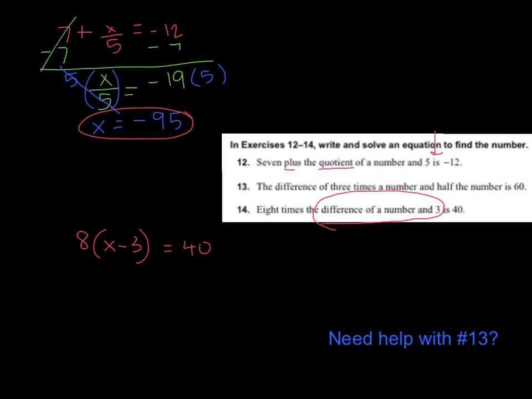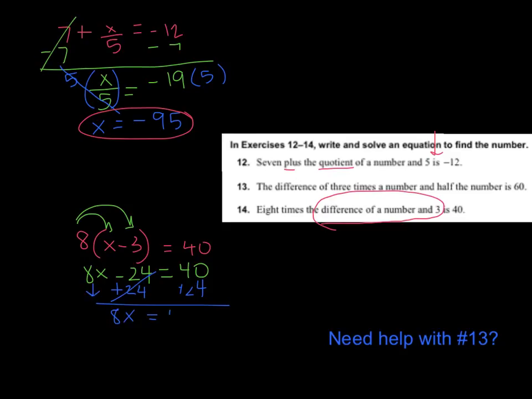Okay, so here we go. I know when I see parentheses, I need to distribute. So we have 8x minus 24. Remember, distribution is when you multiply the number outside the parentheses by the things inside. And now we have our two-step equation. So I'm going to move my constant first by adding, because that's the opposite of subtracting. And when I do that, I'm going to bring down my 8x, and that equals 64. Then the opposite of multiplying by 8 is dividing, and I find out that x is equal to 8.